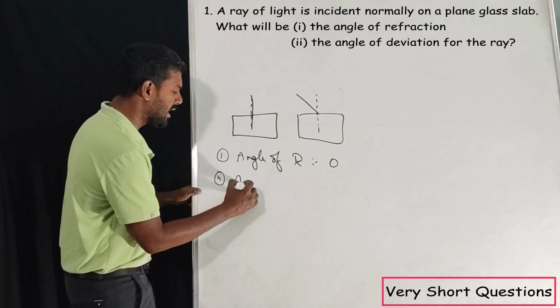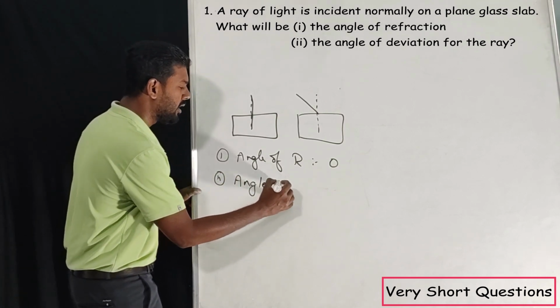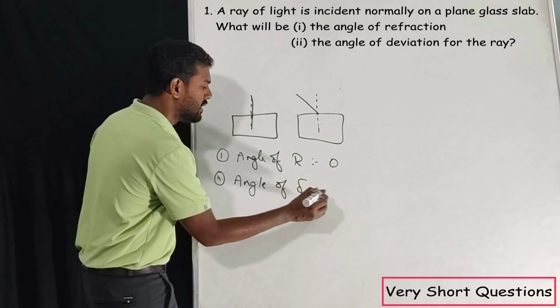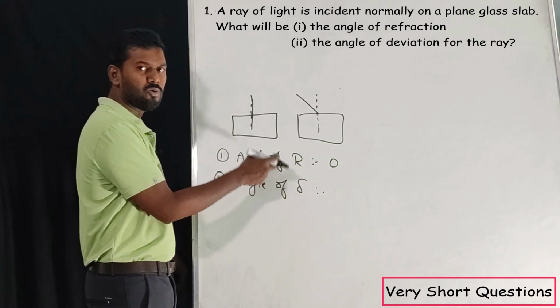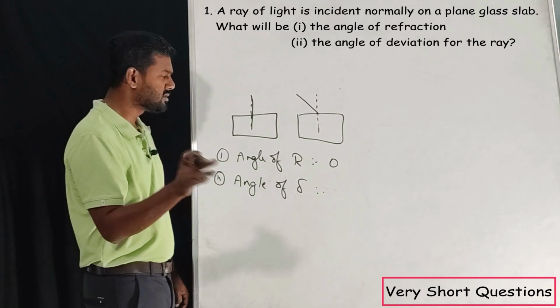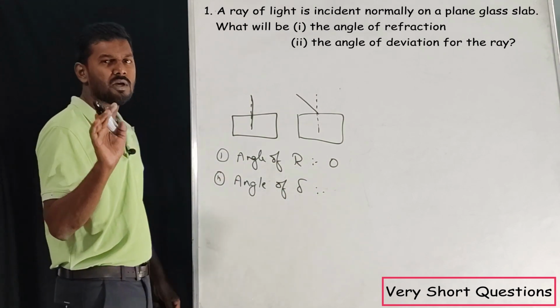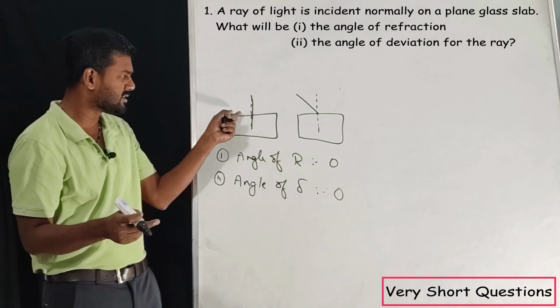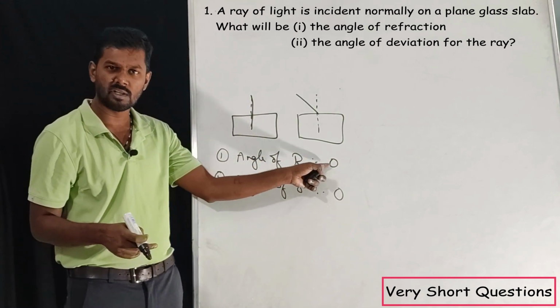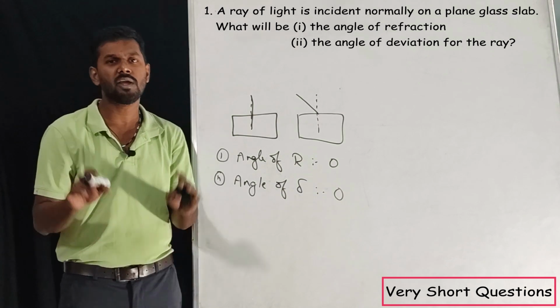Then they are asking for angle of deviation. See, this is the symbol for deviation, and I am using R for refraction. Don't do all these things in the exam, because if you use any short form you are going to lose marks. So the angle of incidence is 0, the angle of refraction will be 0, and the angle of deviation will also be 0.